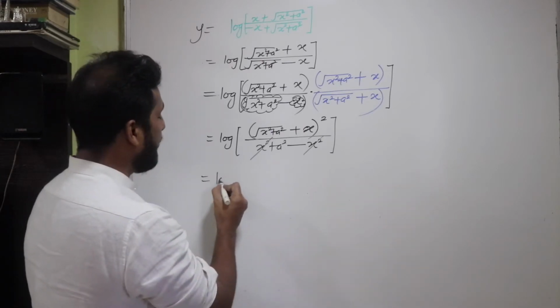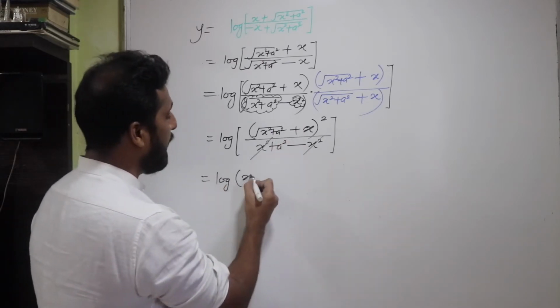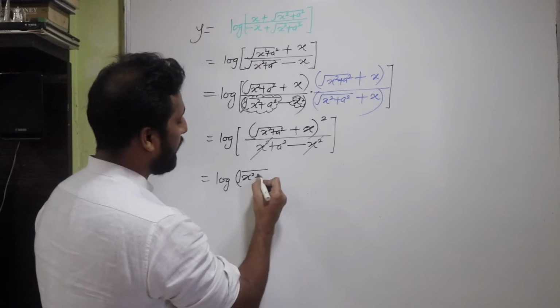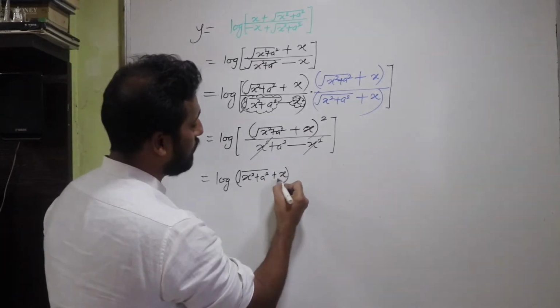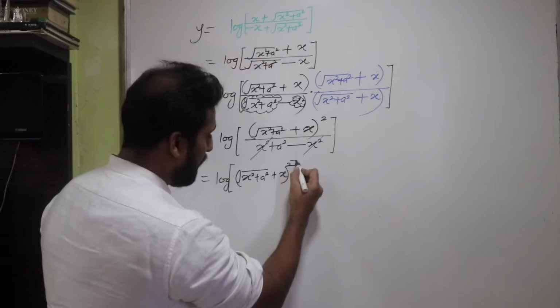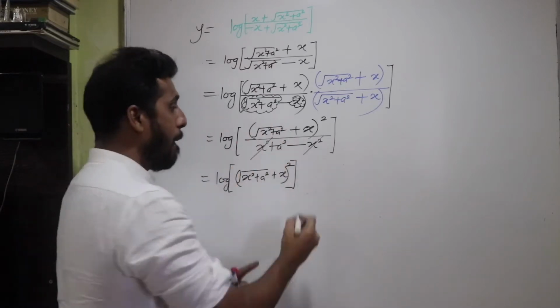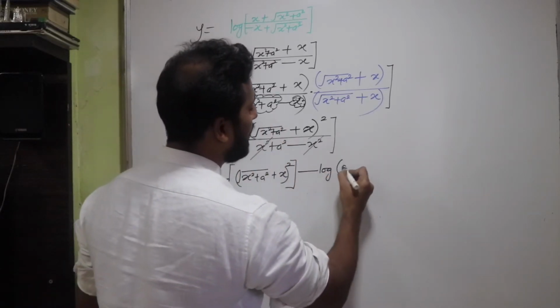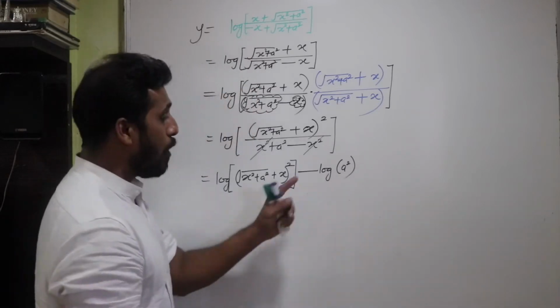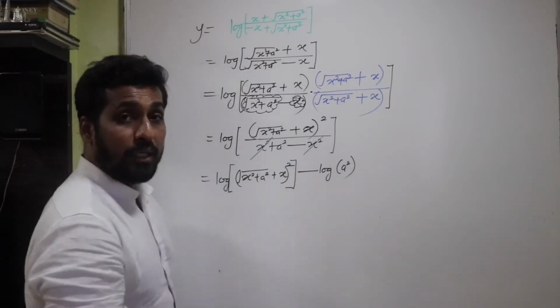So let's write that next step. I'm going to get log of a, which is log of root of x square plus a square plus x the whole square. Let's keep it in a bracket. That was log of a minus log of b, so that's log of a square. Now log of a raised to m, isn't it?